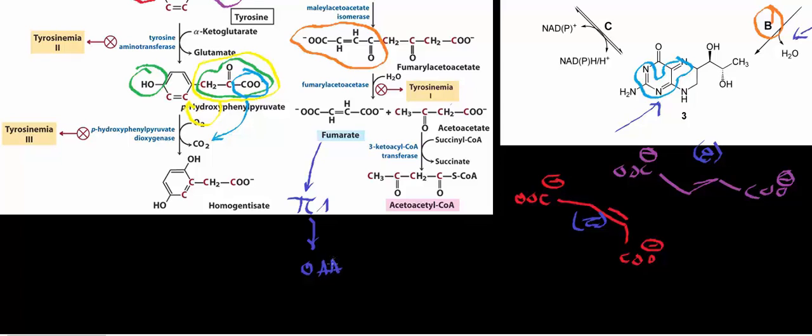And the oxaloacetate that's made can then be shunted into what? It can be shunted into gluconeogenesis for the synthesis of glucose, right? So what we've done through this enzyme, fumarylacetoacetate hydrolase, is we've generated a glucogenic product, which is fumarate. And it's glucogenic because it can be shunted into glucose synthesis. But also in the process, we generate acetoacetate.